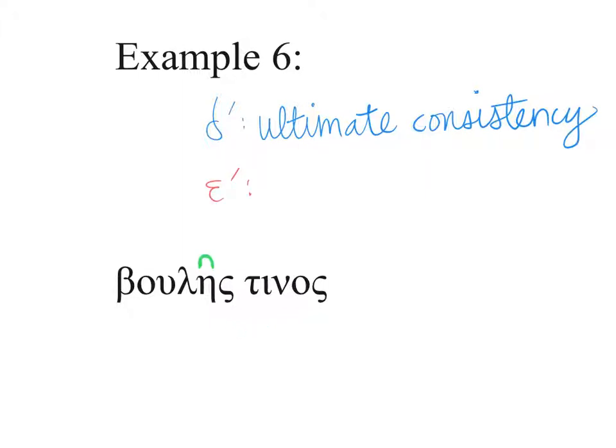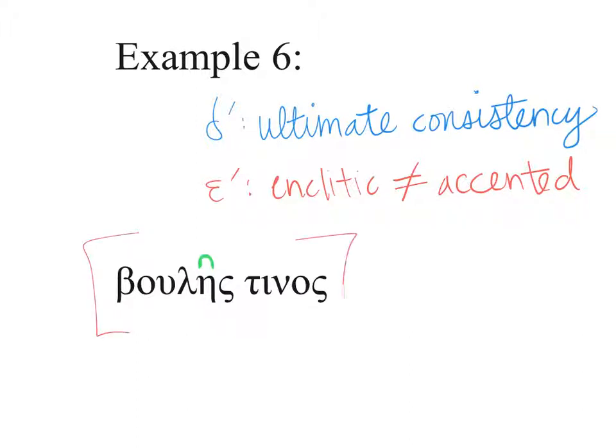Rule epsilon tells us a little bit more about this circumstance. So when there's ultimate consistency, so when word 1 has an accent on the ultima, then the enclitic, unfortunately for the enclitic, gets no accent. It's not accented. So everything stays the same. That's again why it's called ultimate consistency. So boulez to nos is exactly how we're going to leave it. For example 6, we've finished accenting this one.